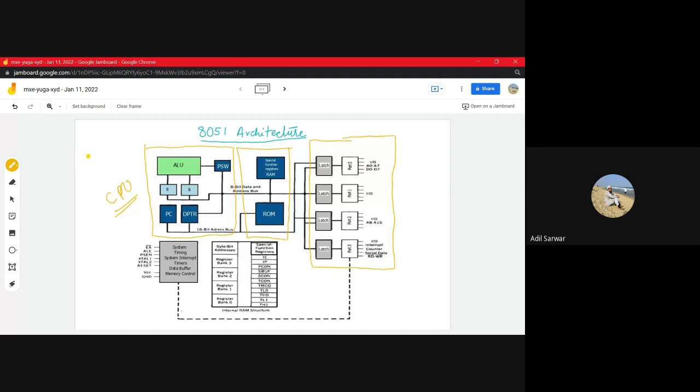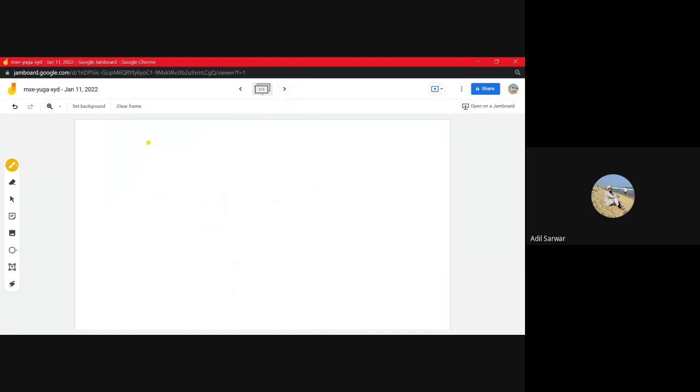Just to make things a bit clear, let me take one instruction, which is the ADD instruction. ADD, and as the name suggests, it is adding. And let me write A comma R0. So what this instruction is doing is adding the content of A and R0. Now what is A and what is R0?